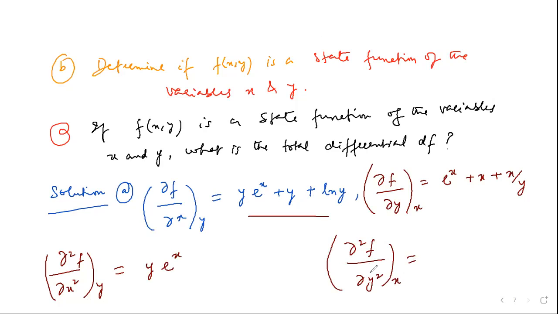Means another color. ∂²f/∂y² with x constant means I have to differentiate it once more with respect to y, treating x constant. X is constant, so the first two terms are 0. Then the third term, x is constant, and the differentiation of 1 by y is minus 1 by y square. So it is just minus x by y square. ∂²f/∂y² with x constant is minus x by y square.